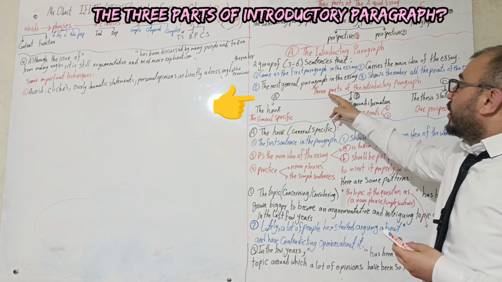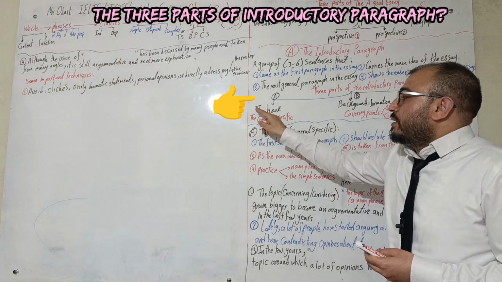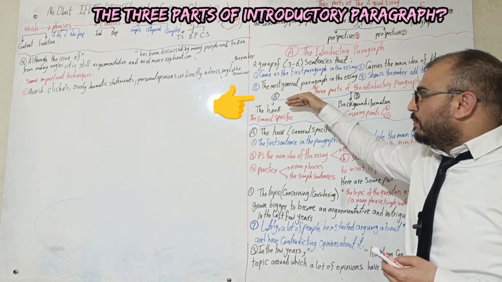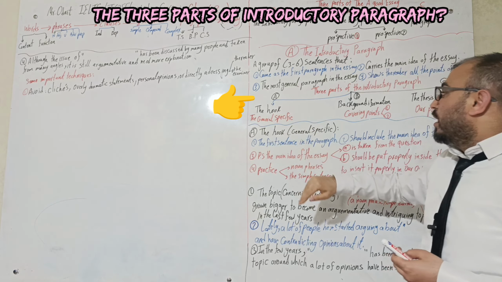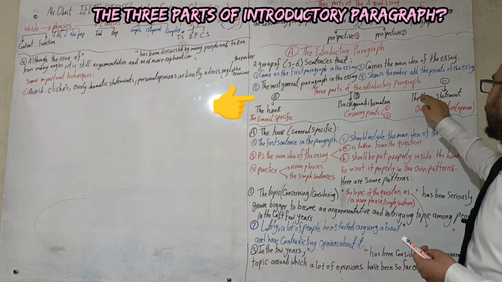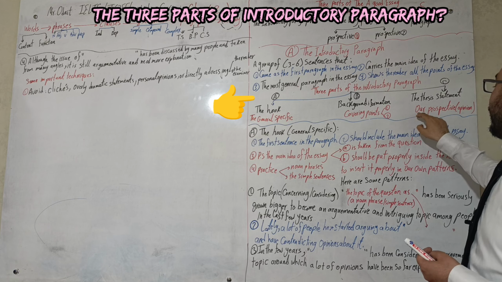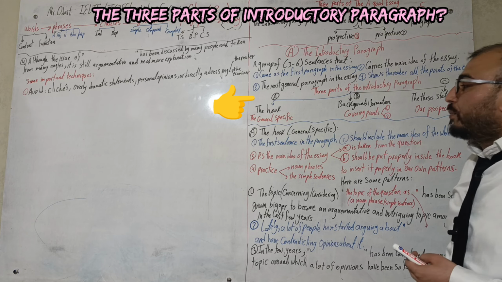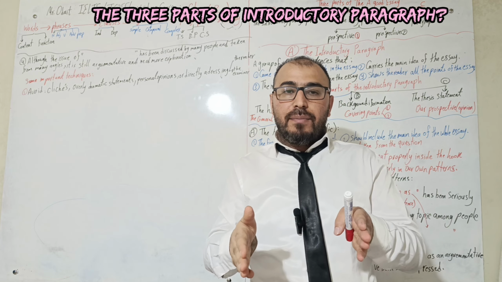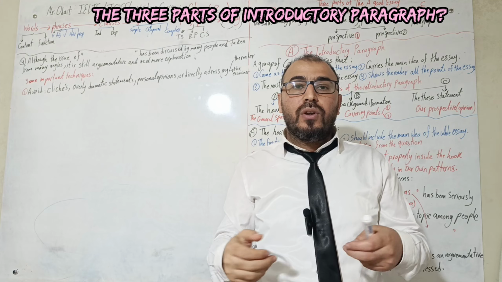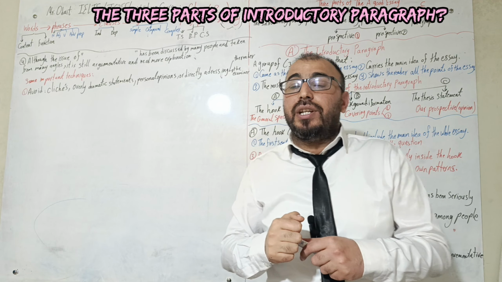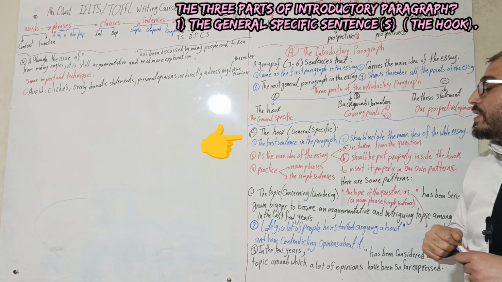Here, my friends, we know that the 3 parts of an introductory paragraph are the hook, the background information, and the thesis statement. But I prefer, for example, to call the hook the general specific sentence or sentences. The background I prefer to call covering points 1 and 2, and the thesis statement I call our perspective or opinion. Still, they have the same conditions and the same way of writing, but generally, my friends, I would like to give my own names. So what is the hook or the general specific?